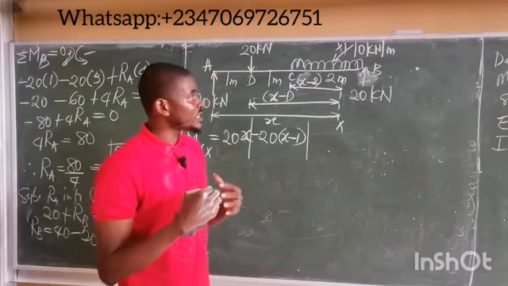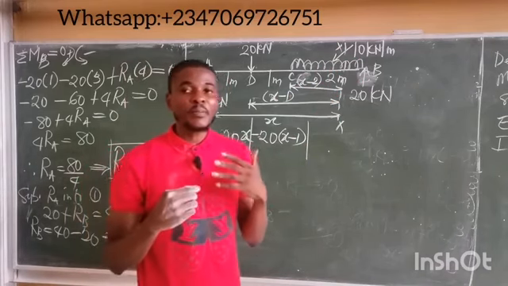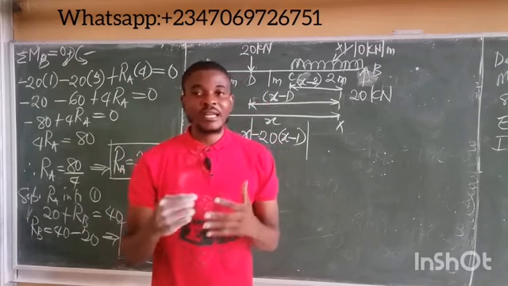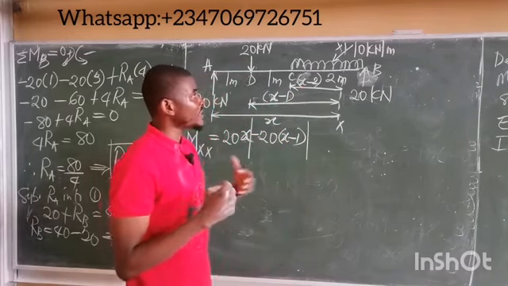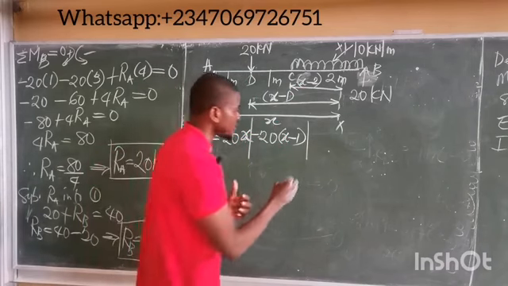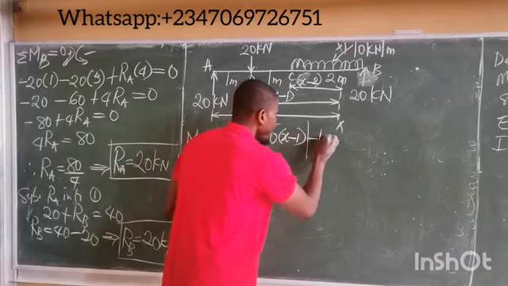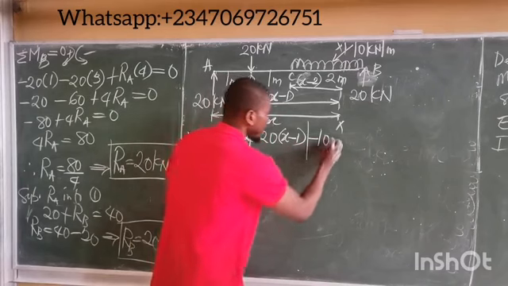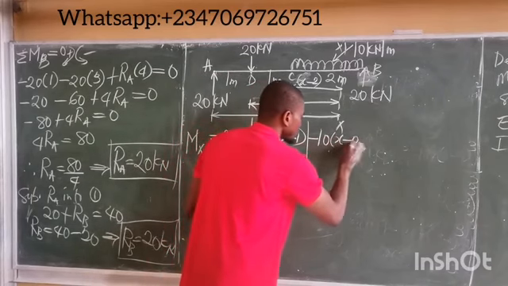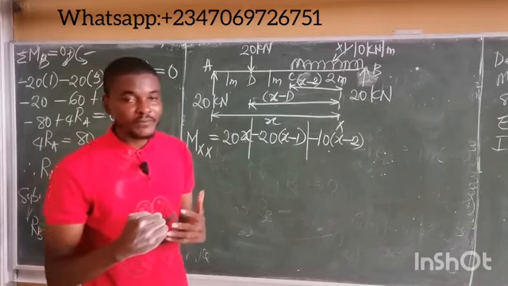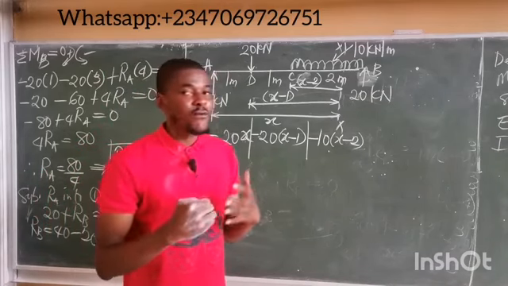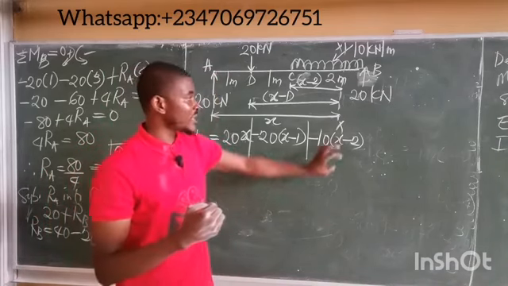And to convert a UDL to a point load, what do you do? Simply multiply the UDL load by the length covered. If the length covered here is x minus 2, it means the UDL load becomes simply minus 10, because it is acting downward, times x minus 2. This becomes the UDL load and not the moment. Moment now is force times distance. This is now the force.